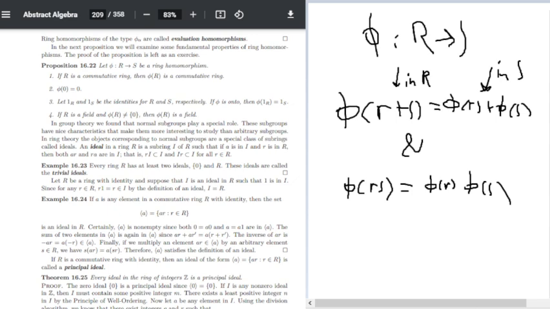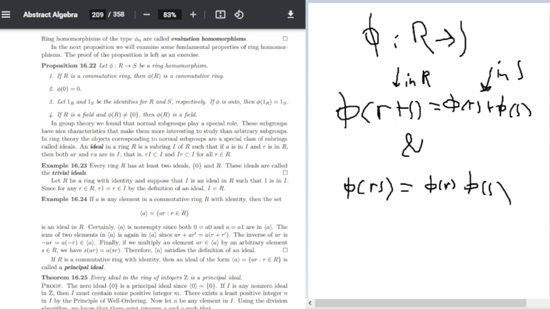If R is a commutative ring, then the image of R, φ(R), is a commutative ring. φ(0) is equal to 0. If 1_R and 1_S are the identities for R and S, and φ is onto, then we map the identities to the identities. And if R is a field, and φ(R) is not equal to the zero ring, or not equal to the one-point set, then φ(R) is a field.